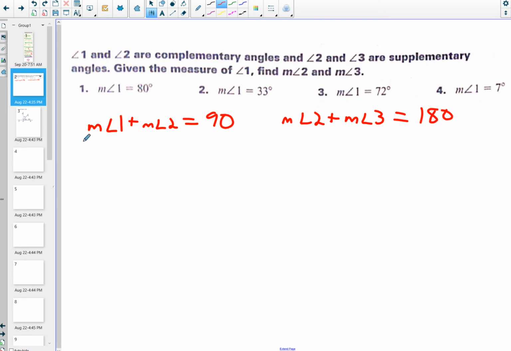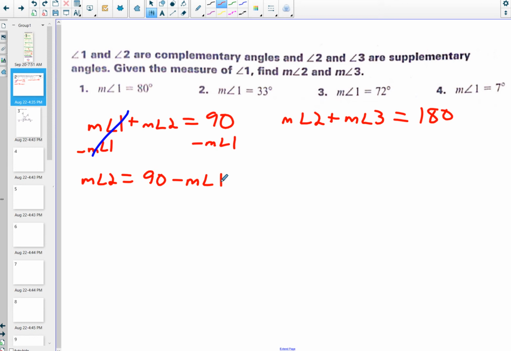If I want to cancel this measure of angle 1, pretend this was algebra and I wanted to get it out of there, how would I do so? Subtract. Good, it's the opposite of adding. So minus the measure of angle 1, minus the measure of angle 1. So on every single one of these, on all 4, the measure of angle 2 is going to equal 90 minus the measure of angle 1. On every single one.